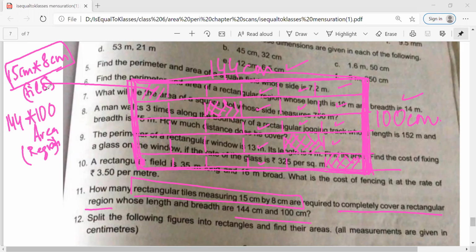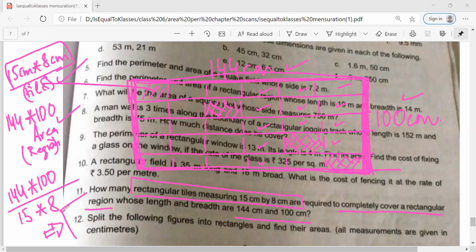And how will you find the number of tiles? So we have to find the area of the tiles and the whole rectangle and then divide them. Shabash. 144 into 100 divided by 15 into 8. Any doubt? So, can you calculate and tell me the answer?